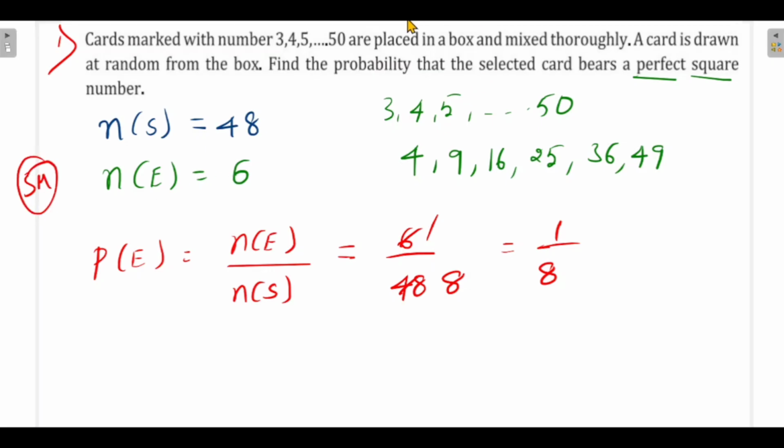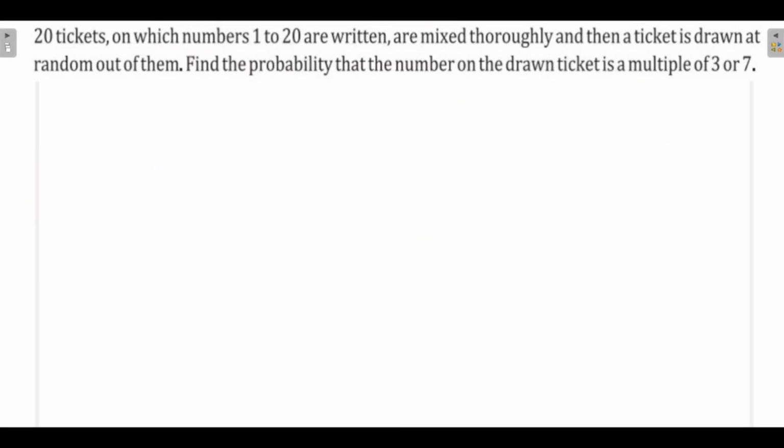Let us move on to the next problem. The second problem is 20 tickets. Here the total number of outcomes is 20 tickets. Each ticket has a number from 1 to 20. They are numbered from 1 to 20, which means the total number of outcomes will be 20. Next, they are mixed thoroughly and then a ticket is drawn at random out of them.